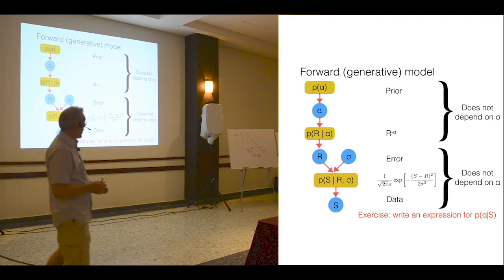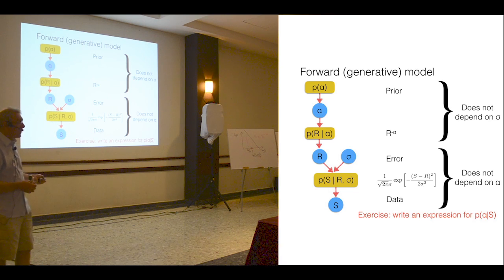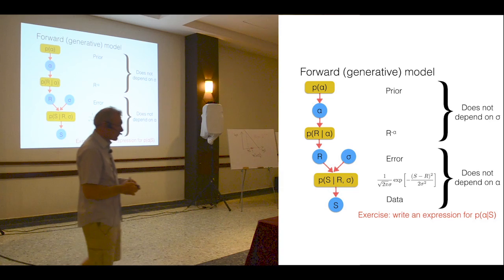So you might like to try to write an expression for P of alpha given the observed value of S and given the information that we've got in there. That's something that you should be able to do.